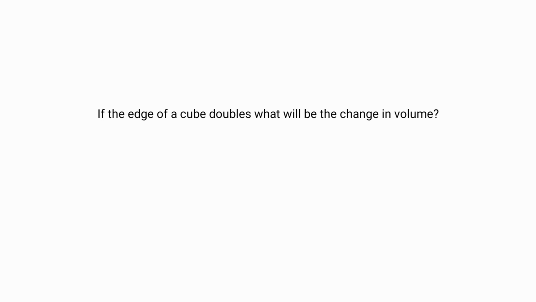Next question. If the edge of a cube doubles, what will be the change in volume? For solving this question, you have to know the volume of a cube. We know that the volume of a cube is a cube, where the edge is a. Now in this question it is said that the edge of a cube doubles. That is, instead of a, the new edge is 2a. So what will be the volume of that cube? (2a) the whole cube, that is 8a cube. So the volume has become 8 times.